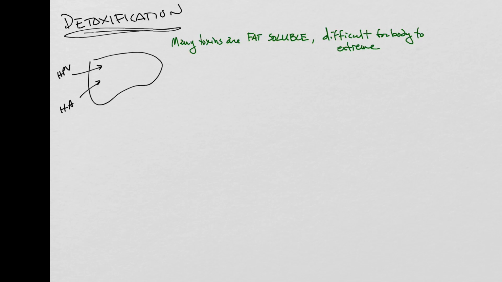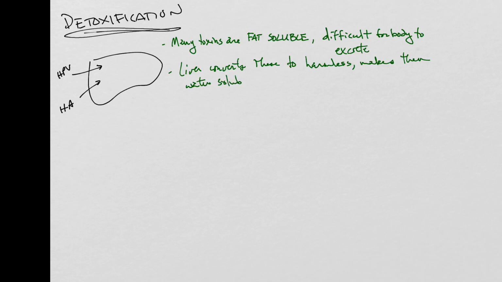And so what the liver does is it breaks these down into more harmless substances. And it makes them water soluble so that they can be transported through your blood and be gotten rid of in the normal ways.